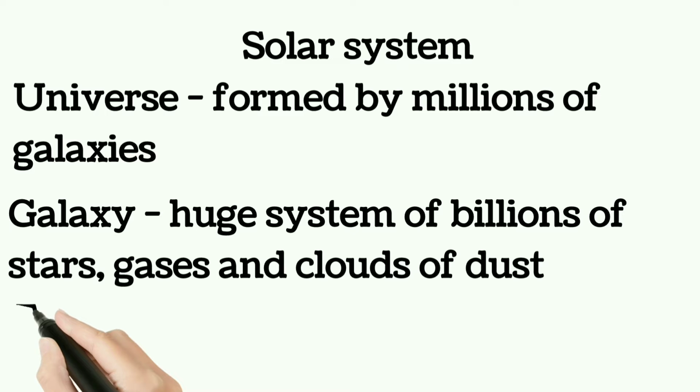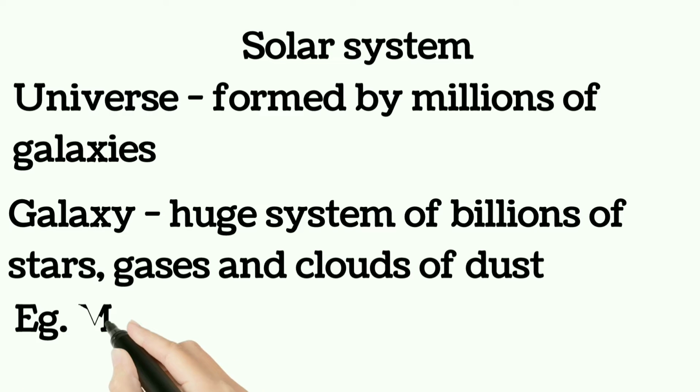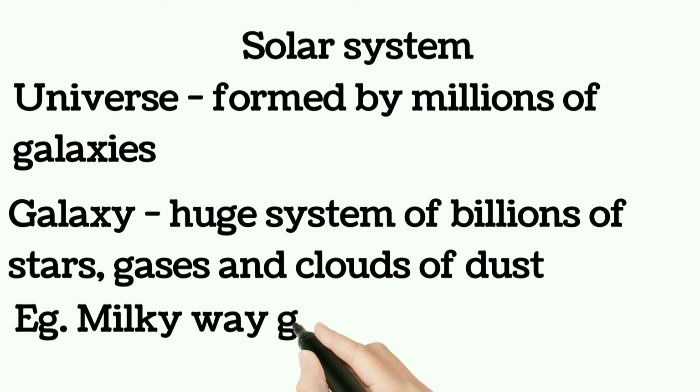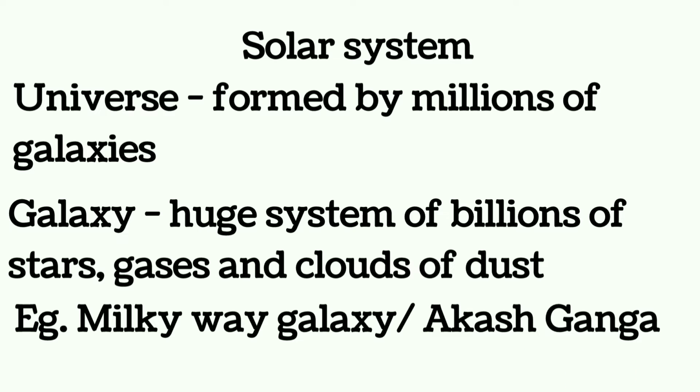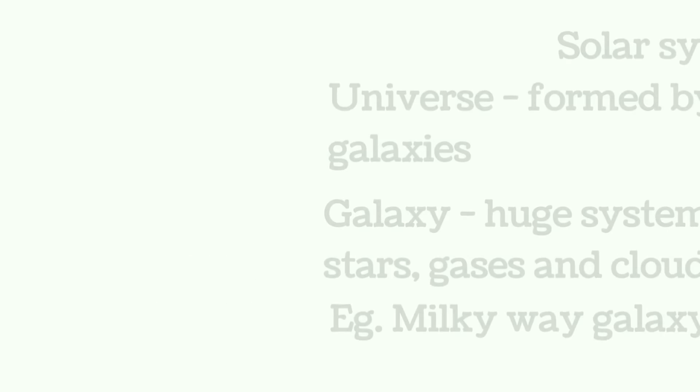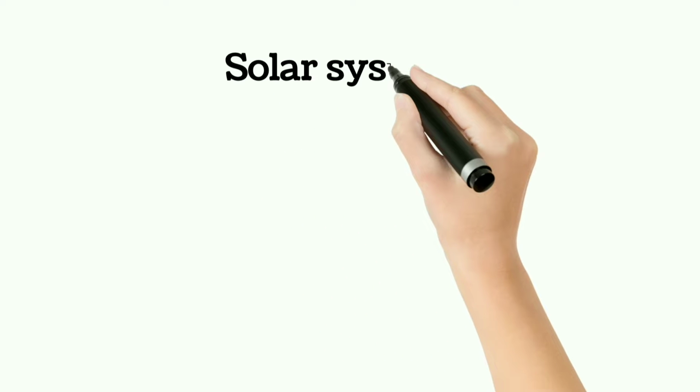A galaxy is a system, a collection of stars, gases, and clouds of dust. So in these millions of galaxies, one such galaxy is known as the Milky Way, which is also known as Akash Ganga. In this Milky Way galaxy, there is a solar system, and now we are going to study about it. I hope it is clear for you.